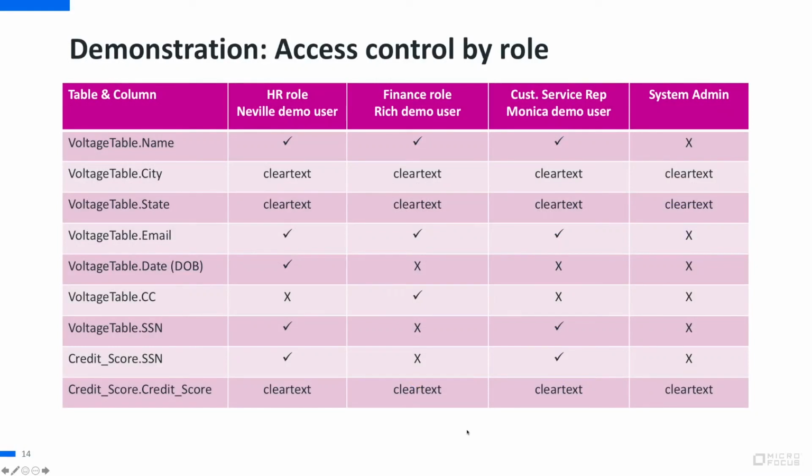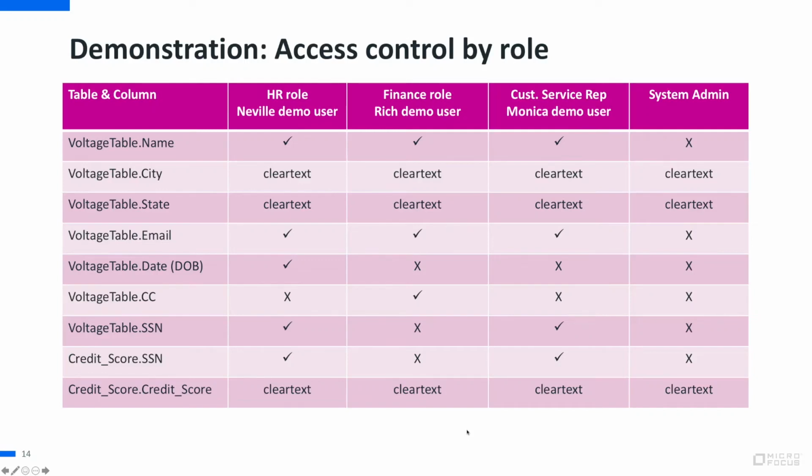So in the example Neville's going to show, we have a number of users. Neville will be a user with an HR role. We have Rich as a demo user for finance. A customer service rep is Monica, and we have the sysadmin role as well. So you can see here, these are not all the columns, but this is a good number of them. And you can see that the check marks are indicating that these specific columns of these tables should be visible to those people with those specific roles.